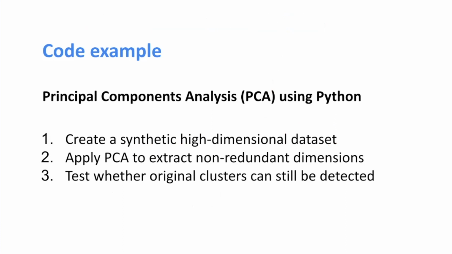So in this example, it will have 100 dimensions. And then we apply PCA, and we want to extract the top 2 non-redundant dimensions. And then we see how well we can retrieve the original signal from the data.